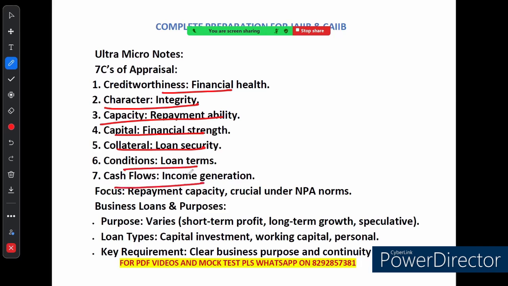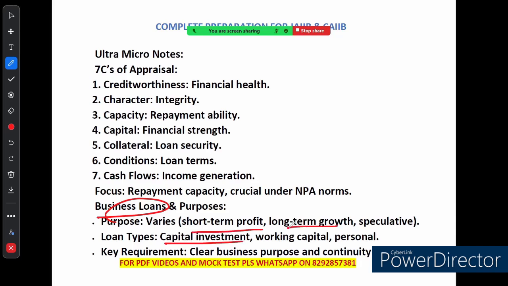That means, can you generate enough income to repay? They mainly focus on your ability to repay, which is super important to avoid bad loans. Now, this is applicable to all kinds of loans, but if we specifically talk about business loans, the bank wants to know why you need the loan. Is it for short-term profit, long-term growth, or something speculative? They assess how well your business can keep running and generate cash to repay the loan.